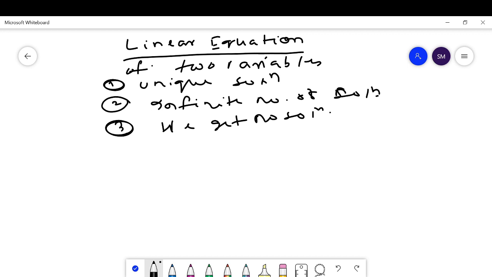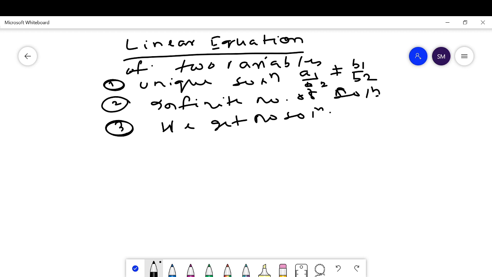Unique solution: in which conditions? When a1 upon a2 is not equal to b1 upon b2, in this case we can get a unique solution.